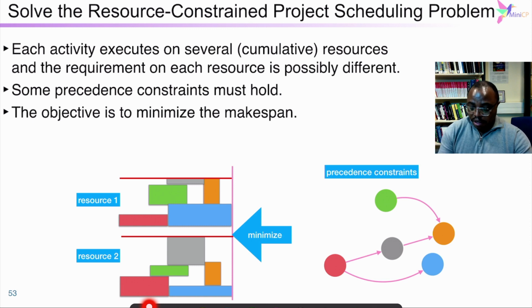For example, the gray activity can start only after the end of the red activity. Each activity has a fixed duration and a fixed resource requirement. The goal is to minimize the makespan, the maximum completion time of all activities.